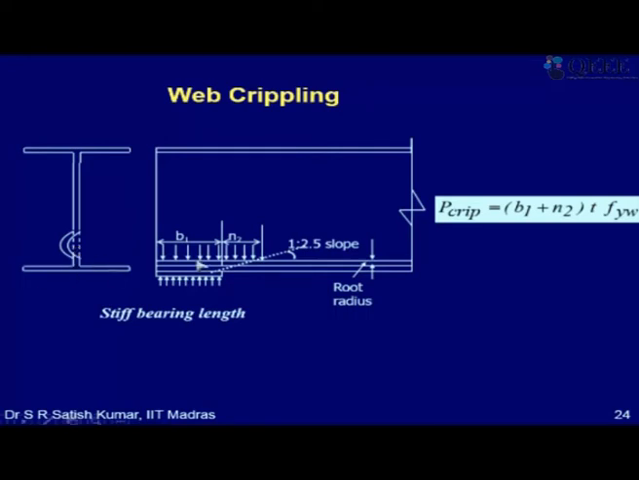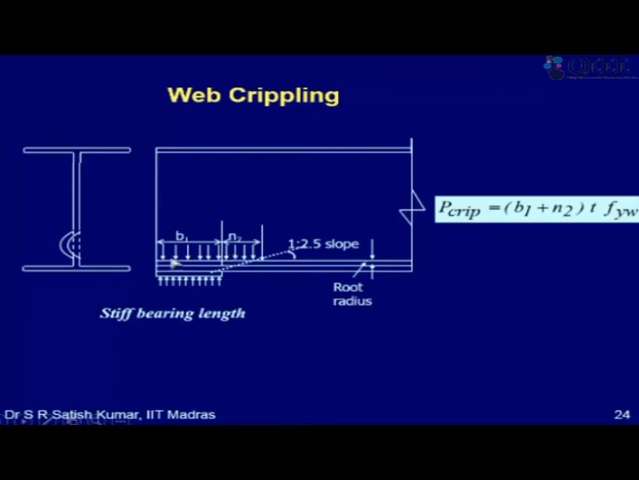So how to take care of that? The code says that you assume that this load or the width B1 will get dispersed over a ratio of 1:2.5. That is, if this plus this is 1, then N1 is 2.5 times of that. Okay, so that is N2. So just above the root radius, I have a section which is B1 plus N2 in the width direction, and the thickness is TW, thickness of the web, right? So that is the cross section. So this load now is taken over (B1 plus N2) into TW, into Fy of the web. That will be the crippling load or crushing load for the web.